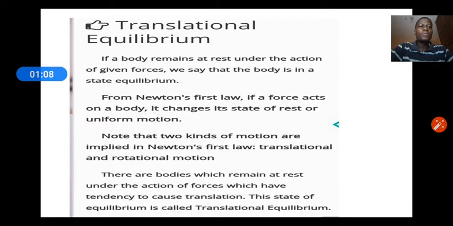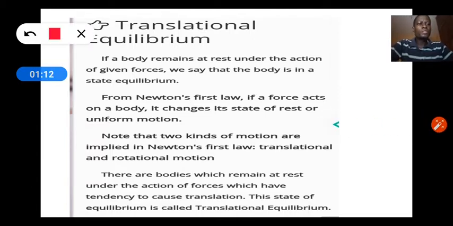If a body remains at rest under the action of given forces, we say that the body is in a state of equilibrium. Now, I want you to know that a body not moving does not mean that there are no forces acting on that body. A body may be at rest and still have forces acting on it.